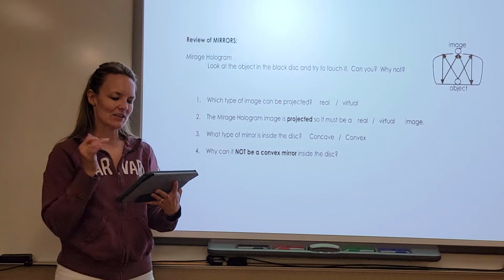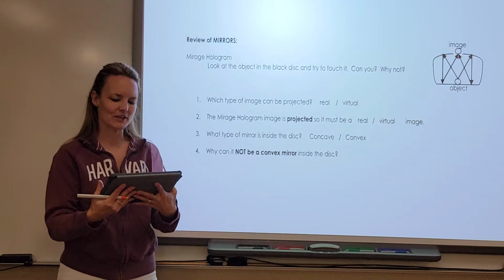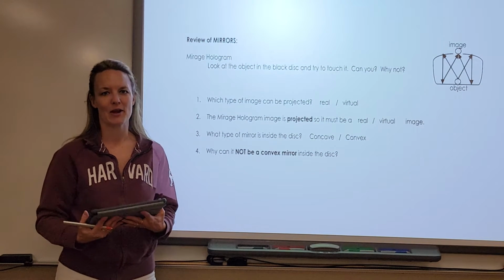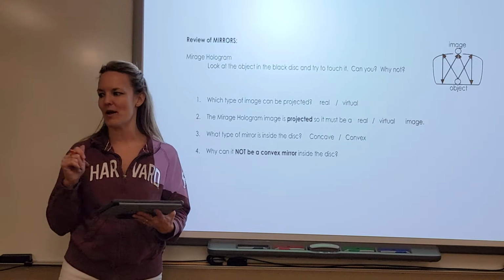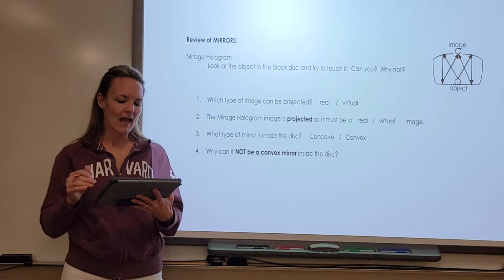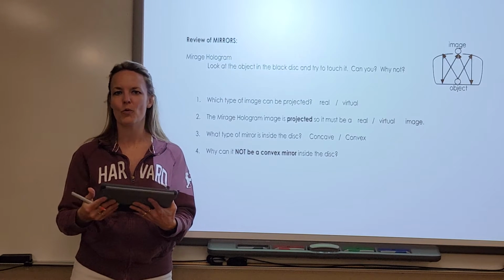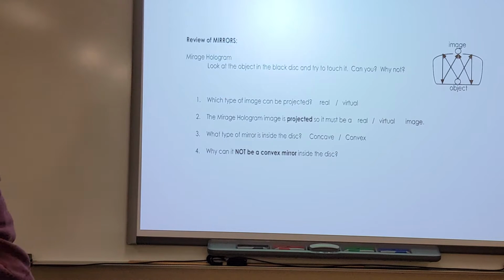For the station, the review of mirrors, I have a magic mirror. It's a hologram mirror. So I'm going to pause the video, I'm going to show it to you quickly, and then we're going to go over what you saw with it.